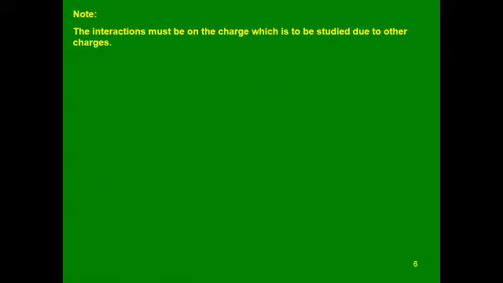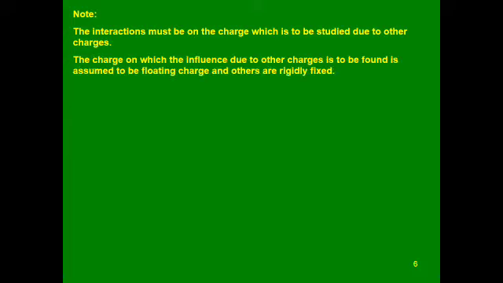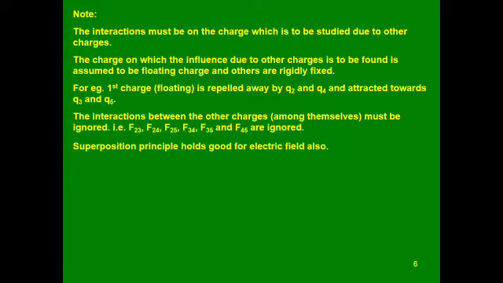If we want to find out the force on the second charge, which is q2, then it will be F2. Actually, you have to understand about the floating charge. A will be 2. The charge on which the influence due to other charges is to be found is assumed to be the floating charge, and the others are rigidly fixed. Like in our example, we have asked for the force on q1, so q1 would be the floating charge, and q2, q3, q4 and q5 would be fixed charges.